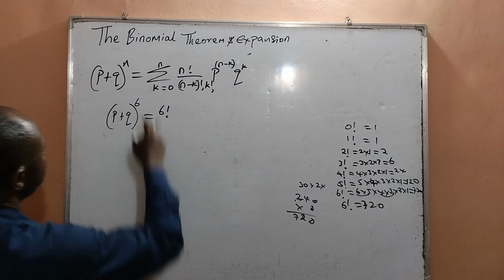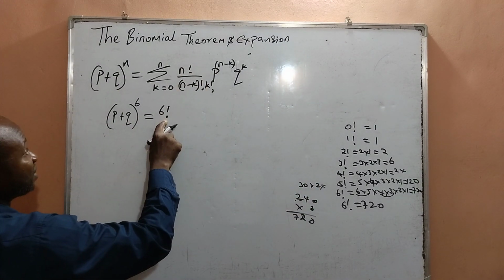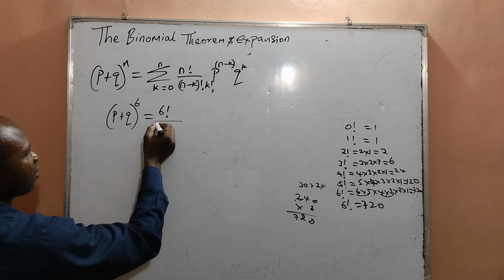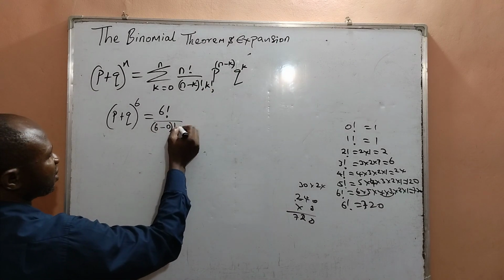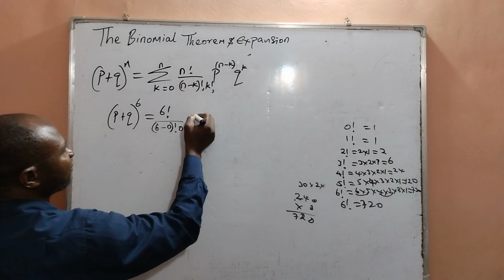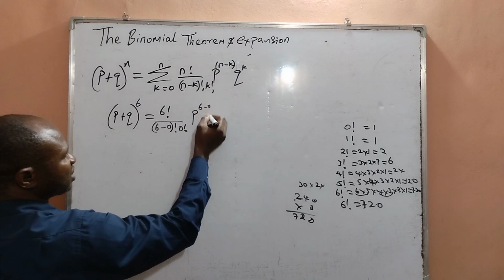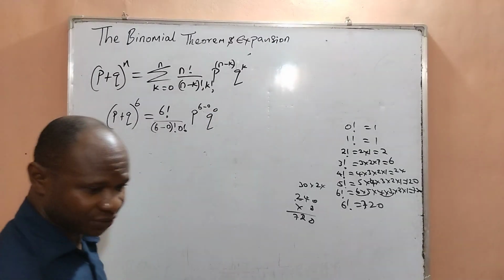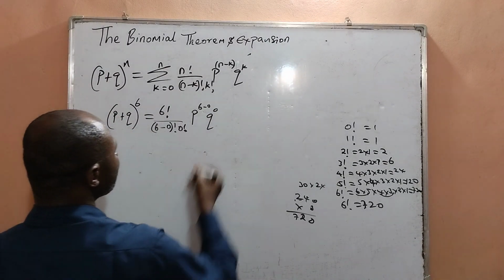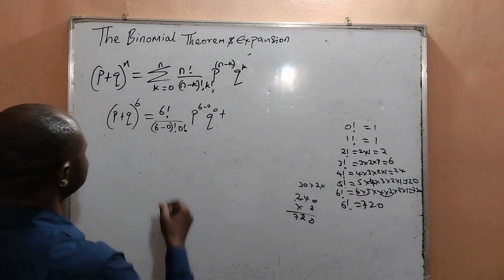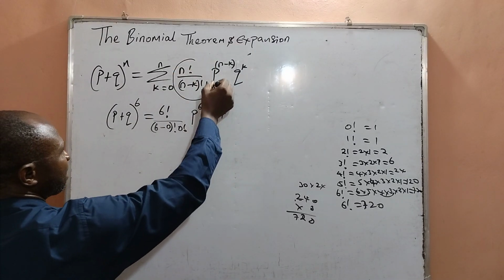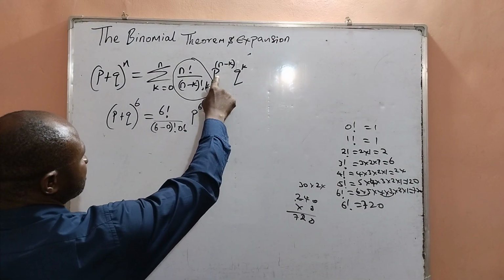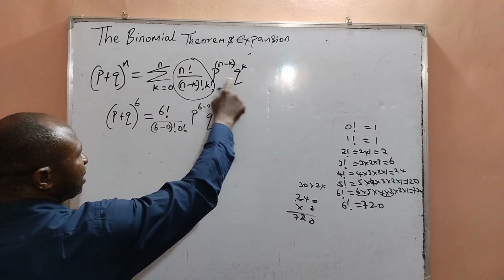Alright, therefore, from here I have n factorial, which is now 6, all over 6 minus 0 factorial, then 0 factorial. Then this time I am going to have p raised to the power 6 minus 0, and then q raised to the power 0. That is the first expansion. Next, there is something I want to tell you. This one circled here takes care of the coefficient, whereas this takes care of the powers of p and q.